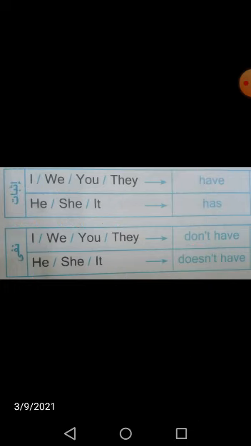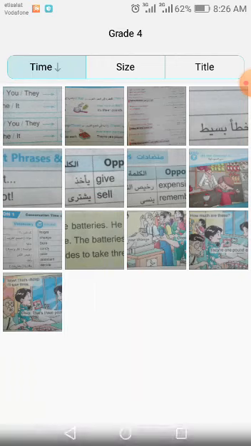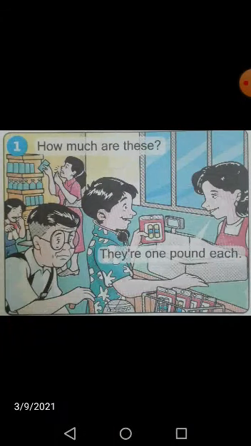Next time, we will complete our session about present simple, inshallah, and we will talk about any and some, but not now, next session, inshallah. You have to memorize this, make a voice record about the conversation, and send it to me on WhatsApp.